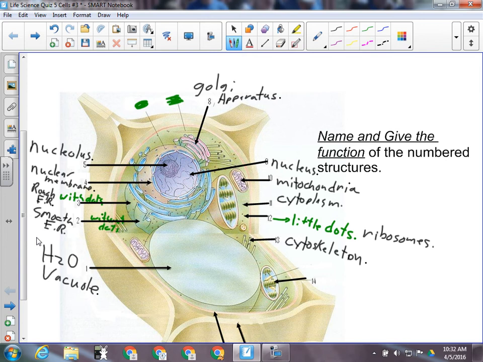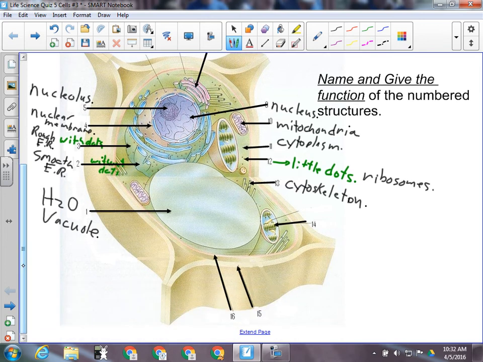Okay, and number 14, green thing, chloroplasts. Okay, photosynthesis would be about all you'd need to write beside that one.